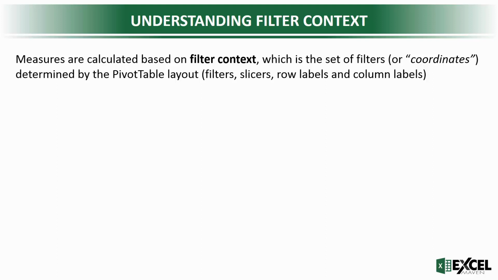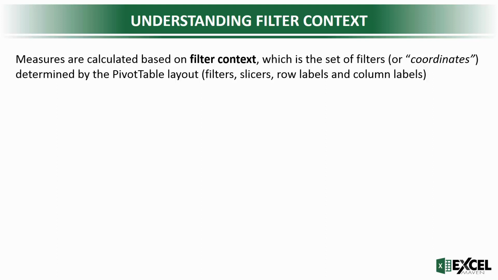And simply put, filter context is the set of filters or coordinates that are determined by a pivot table's layout. So, what fields you've got on filters, whether you have any slicers in there, if you're breaking down your data by row labels or by column labels, all of those things that determine a pivot table's layout or orientation impact the values that the measures are going to show. And this is nothing new. This is just like how the value fields in a regular pivot table work.